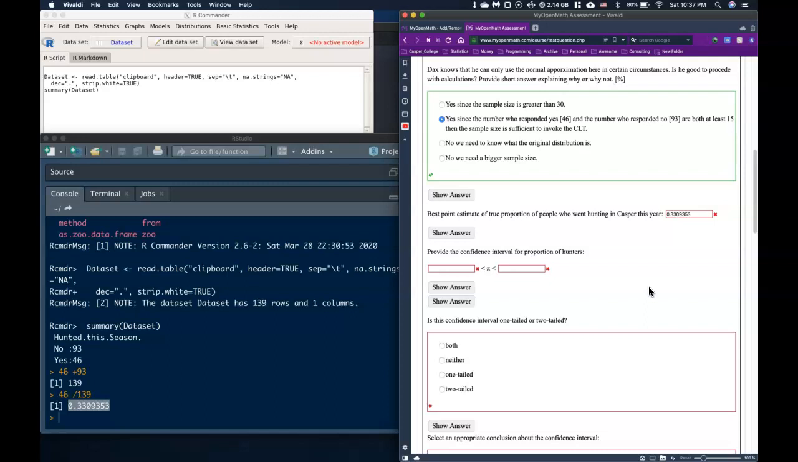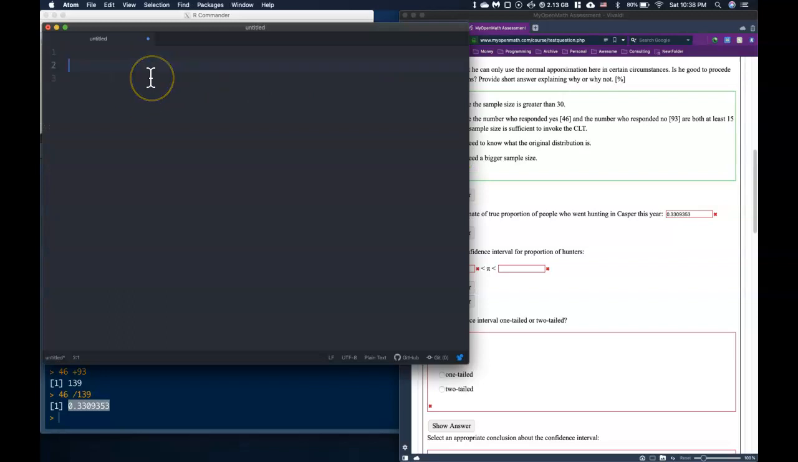The next one down says provide the confidence interval for the proportion of hunters. Now we are approximating, we're trying to find a range for pi. Let's go back up here and take a look at our confidence interval equation. We know that the confidence interval is simply this P plus or minus our margin of error.